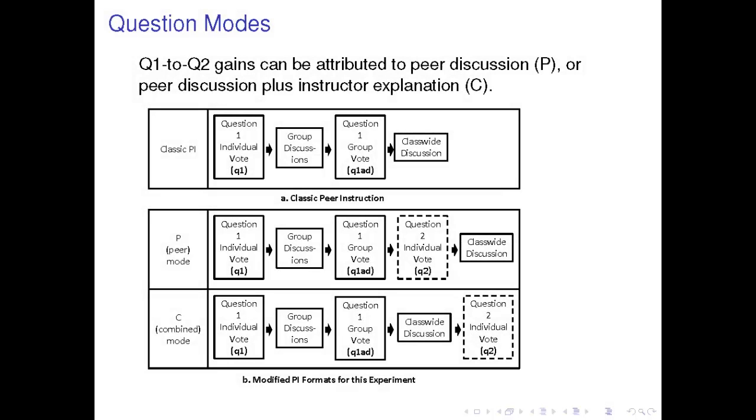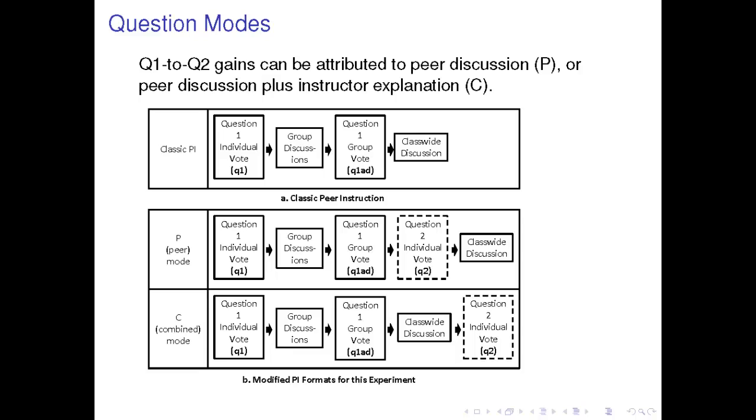So what I did for this study is I have 2 question modes that I used in my lecture. I'm only doing these modes for the purposes of research here. If you want to use peer instruction, you shouldn't really use these modes. I use them just to measure learning gains from peer discussion, which is the P mode here, and peer discussion plus the effect of the instructor explanation, the C mode.